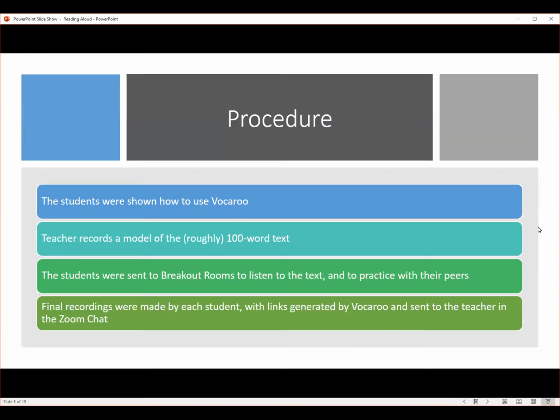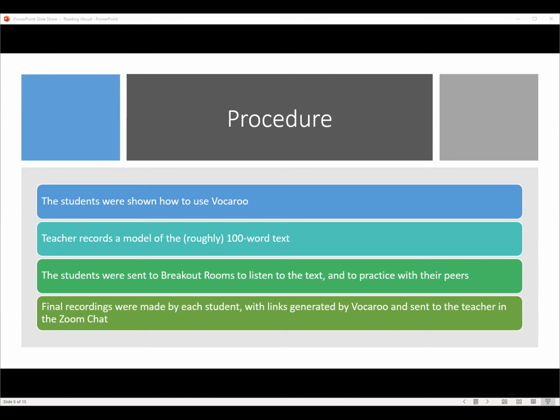So the procedure that I used then was, first of all, to show my students how to use Vocaroo. Has anyone used Vocaroo here? It's been around for a long time. So what I'll do then first is I'm just going to show you. So Lisa's used Vocaroo. Yeah.